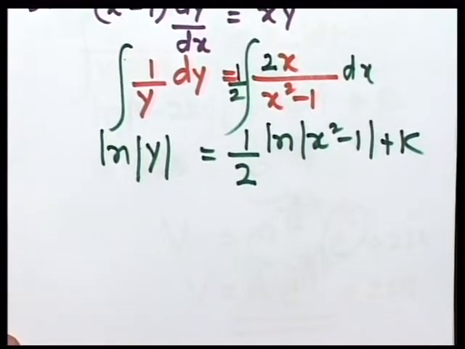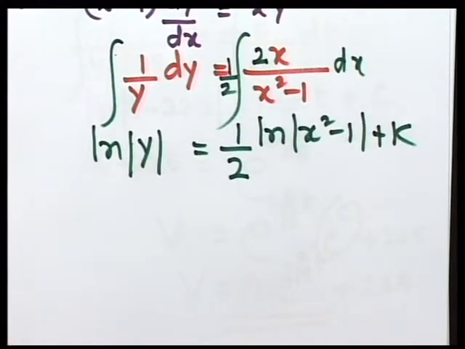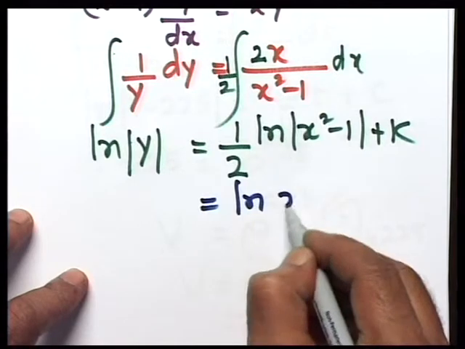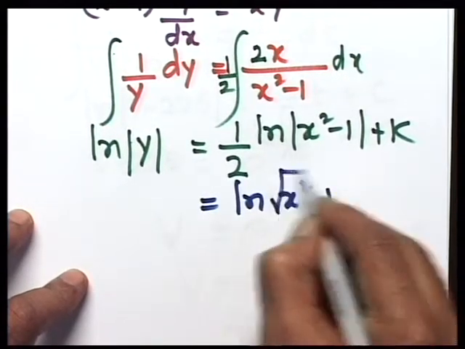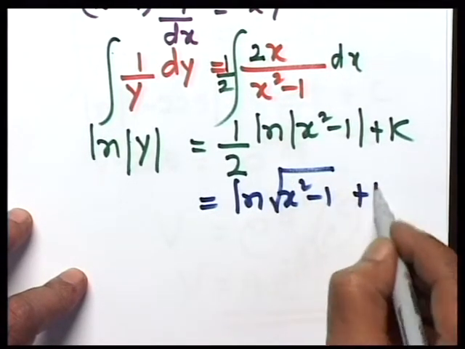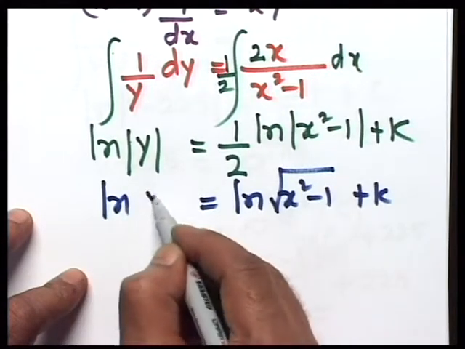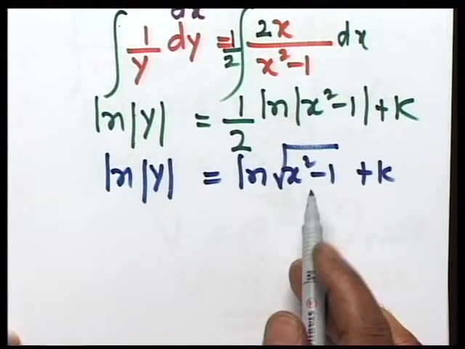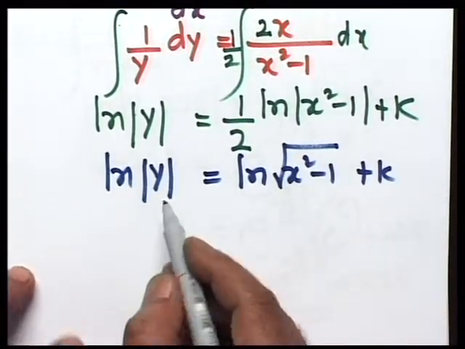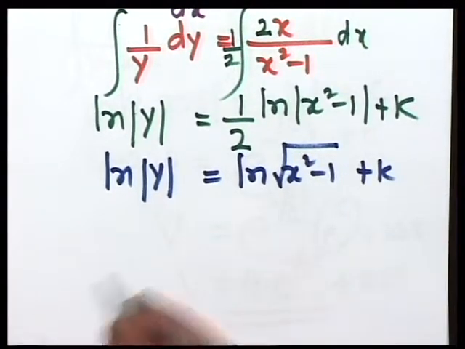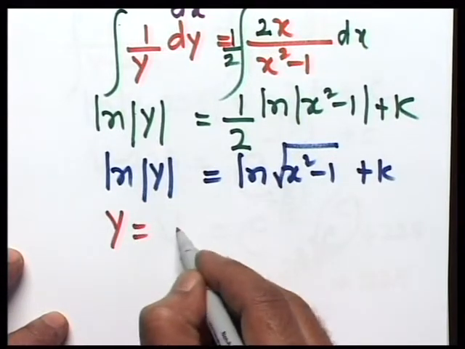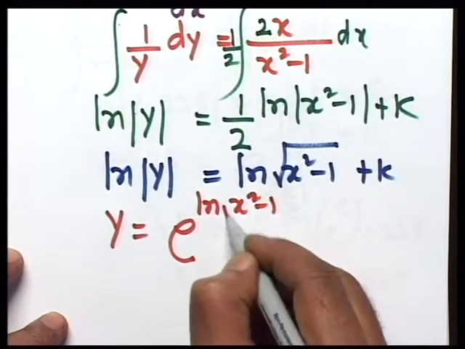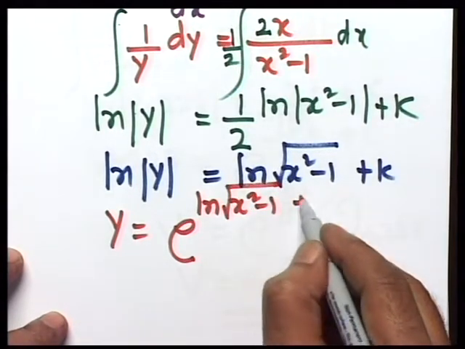Make y the subject. Do you want to do that? So we can take the half to the top. So we have natural log of x squared minus 1 under the root and plus k, and this is ln y. As long as you know how to manipulate and get that y out, it will be great. So we have y equal to e to the power natural log of x squared minus 1 under the root and then plus k.